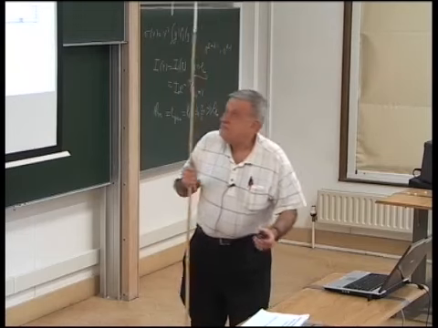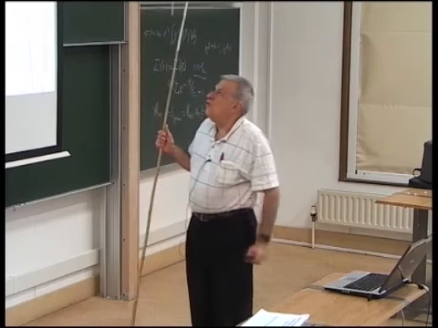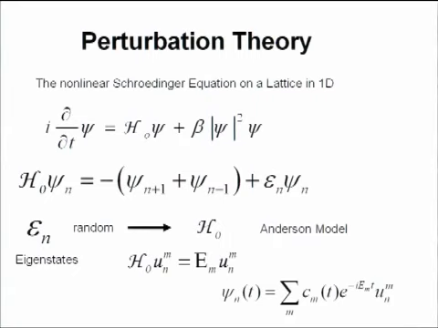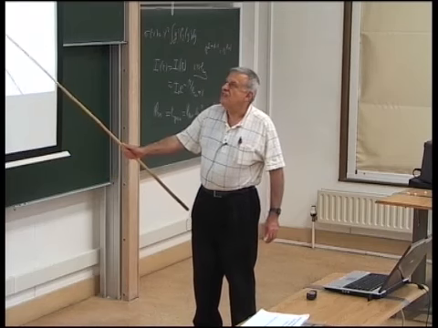So therefore, what we wanted to do is to study it in some analytic way and get even some rigorous results. So for this purpose, what we do is we take this nonlinear Schroedinger equation and basically, this transparency introduces the notation. This is the linear part.